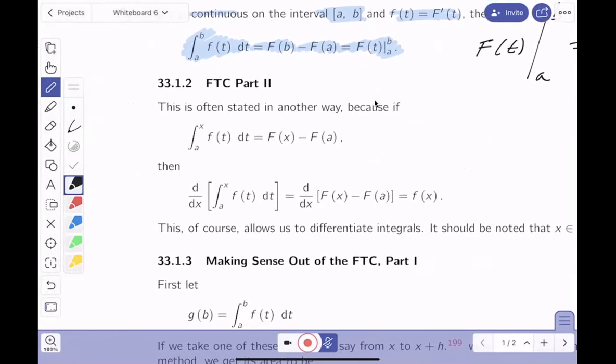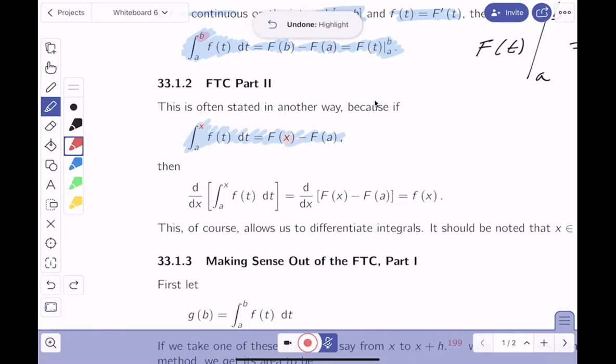FTC Part 2. Now, what do they say for FTC Part 2? They just simply say, hey, we could write it differently. So what they do? They wrote it differently. That's all they did. They took this thing over here. They write the same exact problem down. I mean, the same exact thing. The only difference now is they're changing this x here. You see that? That's all. Sorry about that. That's all they're changing.